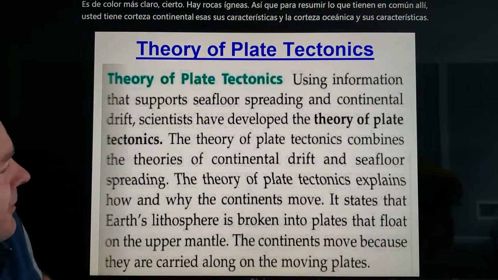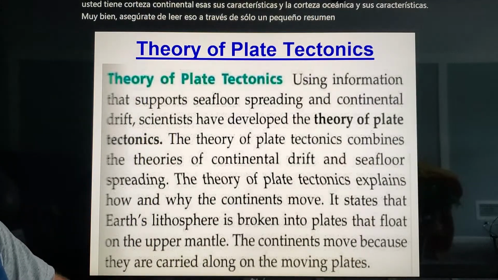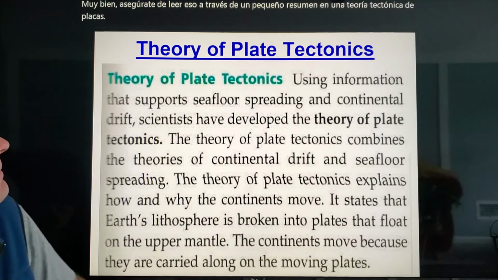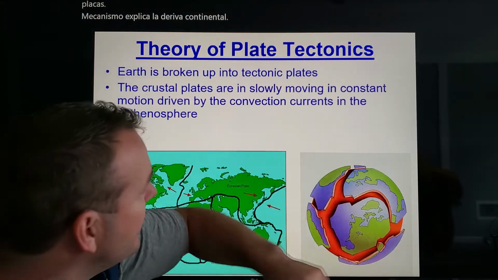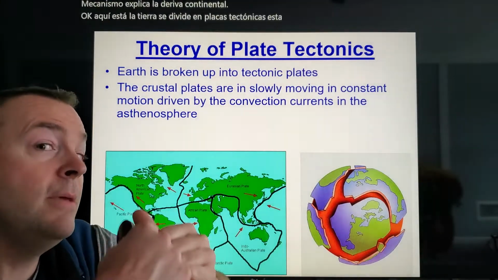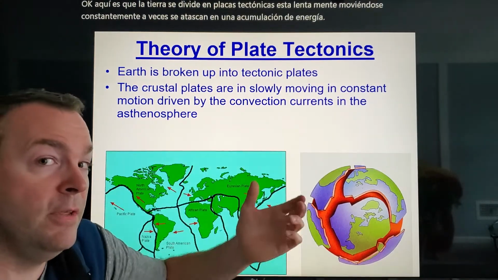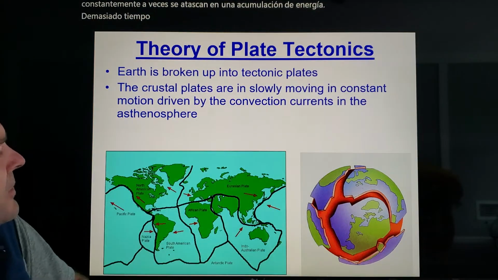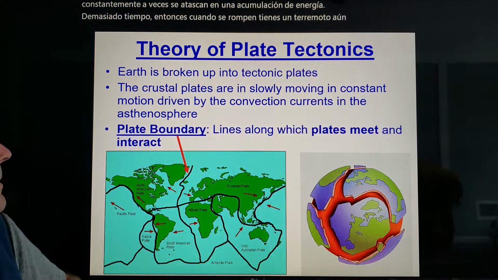All right, make sure you read that through. Just a little recap on the plate tectonic theory, the mechanism that explains continental drift. Okay, here it is to sum it up. Earth is broken up into tectonic plates. They're slowly moving, constantly. Sometimes they get stuck and they build up energy. And if they get stuck for too long, then when they snap, you get an even bigger earthquake. Driven by the convection of magma in the asthenosphere, aka upper mantle. Okay, and that's the accepted theory today.